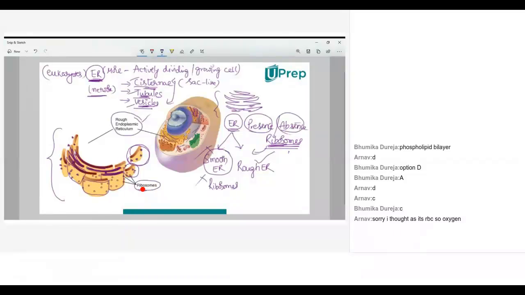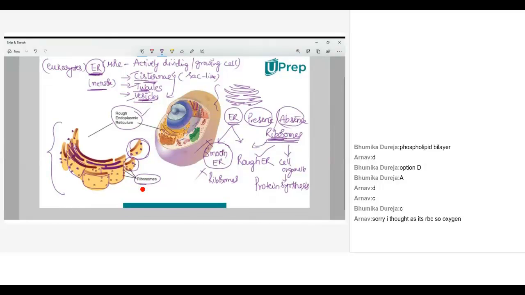Now what are ribosomes? Ribosomes are cell organelles, present in the cell only, which are involved in protein synthesis. Based on the function of ribosomes, which is to produce proteins, you can indirectly say rough endoplasmic reticulum produces proteins. Smooth endoplasmic reticulum cannot produce proteins.